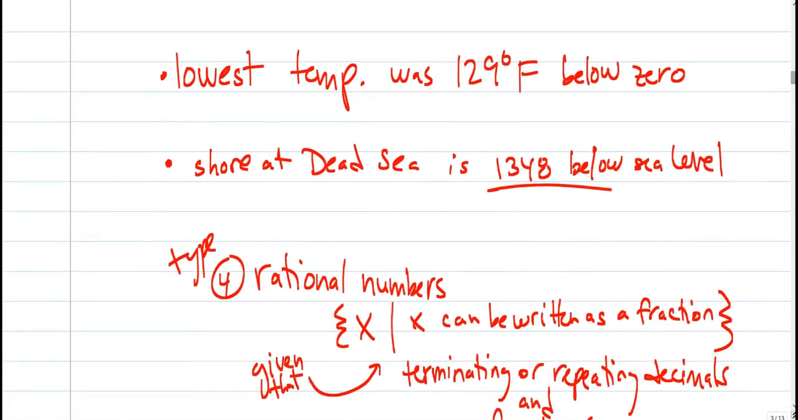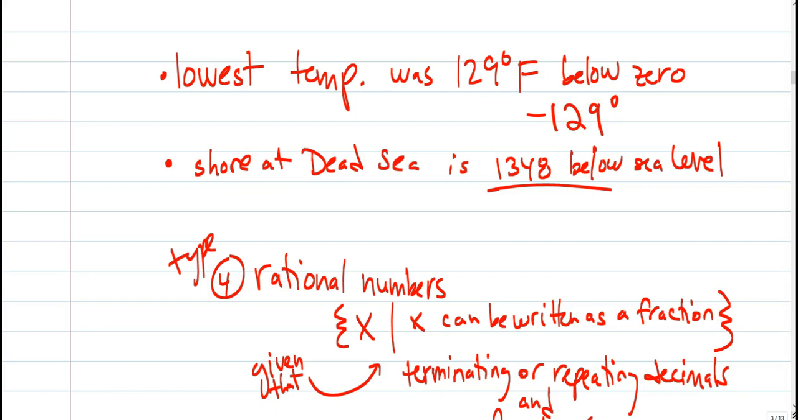Here's another way of thinking about when we're dealing with integers specifically. If I say the lowest temperature was 129 degrees Fahrenheit below 0, that is a situation where we need to have integers. We can't just have positive numbers in real life, because if I have 129 degrees below 0, then that means the temperature was not a whole number, it was an integer at negative 129 degrees.